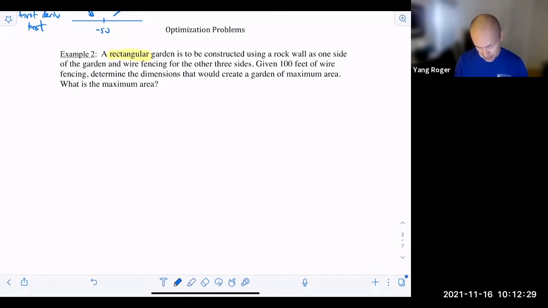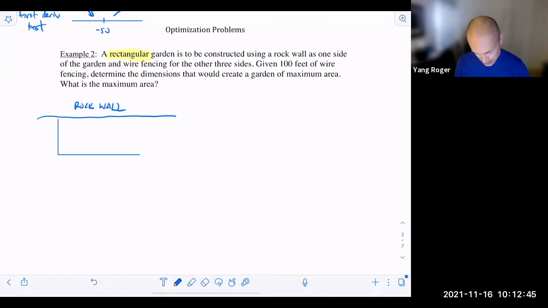So let's put the rock wall over here. And then we're going to use that as one side of our garden. And then we're going to have 3 other sides. So here's another side. Here's another side. Here's another side. To illustrate this is a rectangle, I could put these right angle markers on all sides like this.